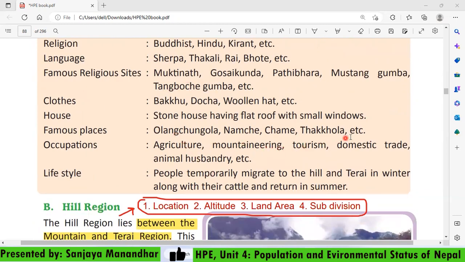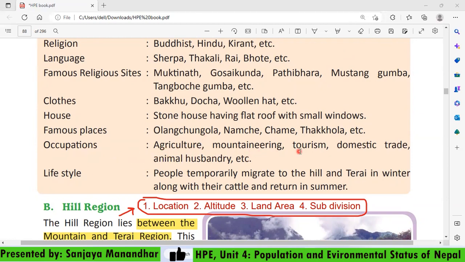So these names of places you also remember, similar to religious sites; this can also be asked in the same way. Olangchung Gola is related to which geographical region? In this way, questions can be asked.